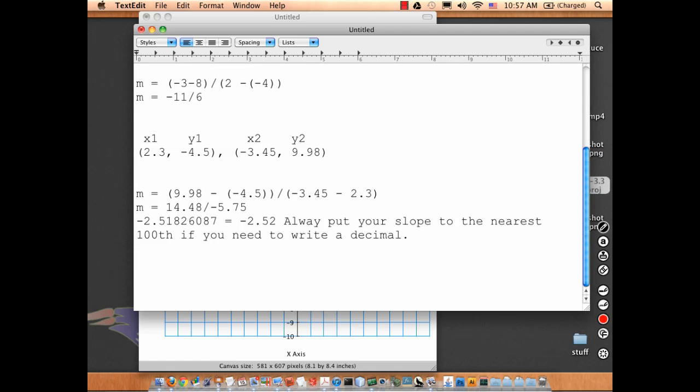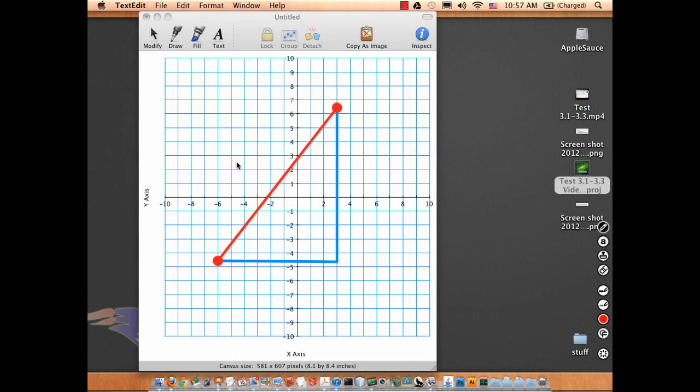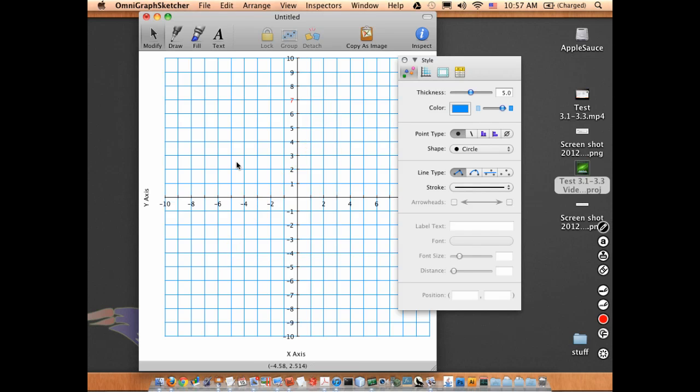Okay, all lines that are parallel have the same slope. All lines that are parallel have the same slope. And that really is common sense, really. Okay, so I connect these two points here.